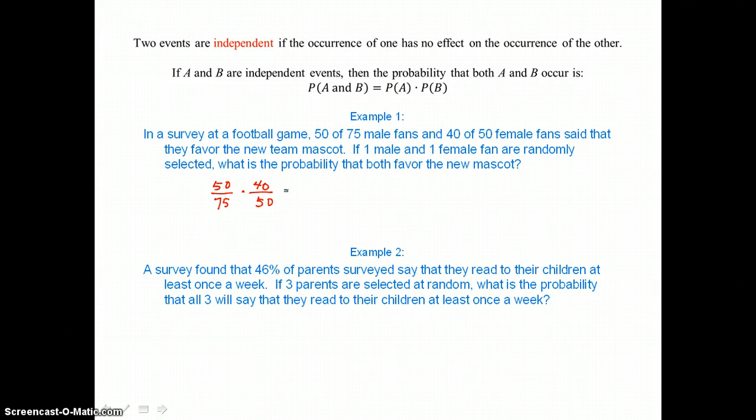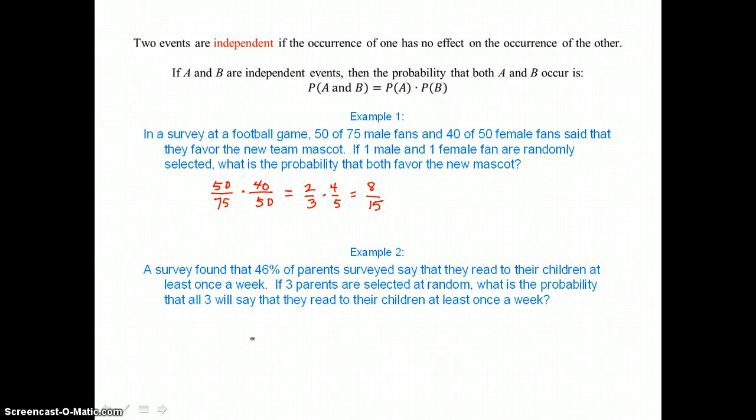So we multiply to get our probability that both the male and the female favor the new mascot. Simplifying that first fraction simplifies to 2/3. The second fraction simplifies to 4/5. So when I multiply, I get a product of 8/15. And that's our probability.